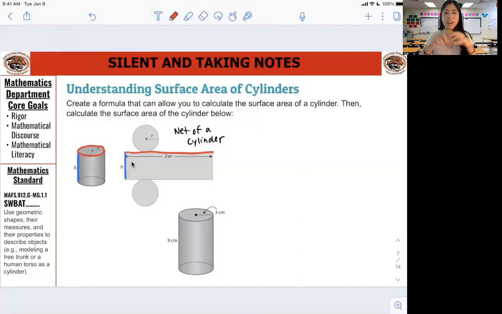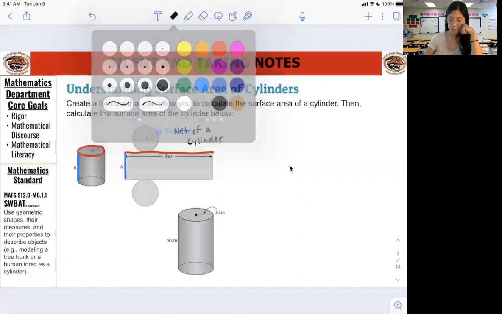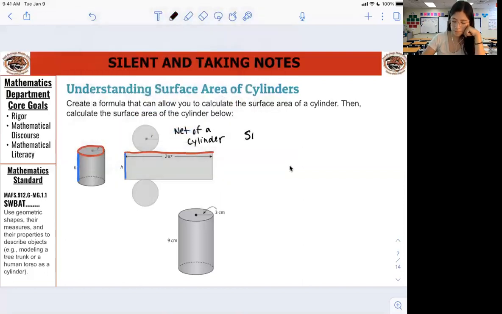But either way, the length of the rectangle is what you've wrapped around the can of beans or whatever you have. So the length of the rectangle is the circumference of the circle. So let's go ahead and break this down. I have two circles plus a rectangle. So the surface area is going to be the area of the circle.